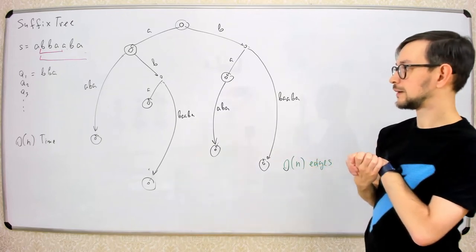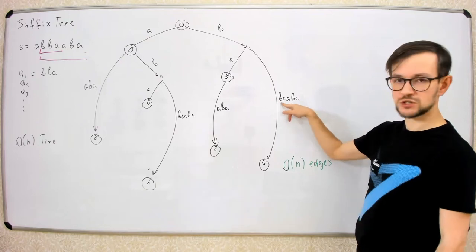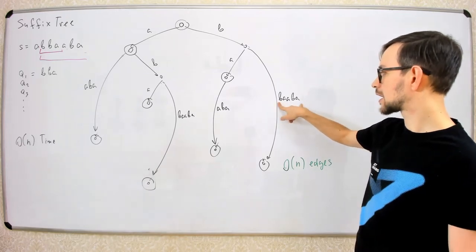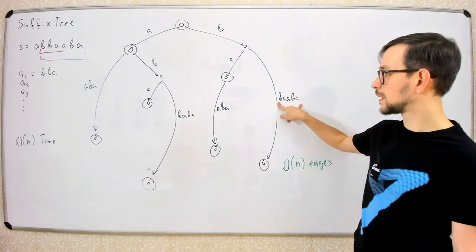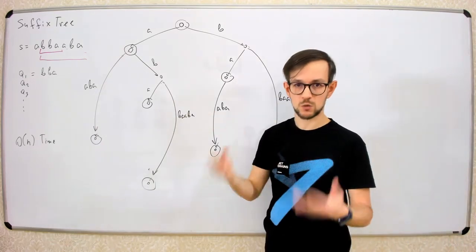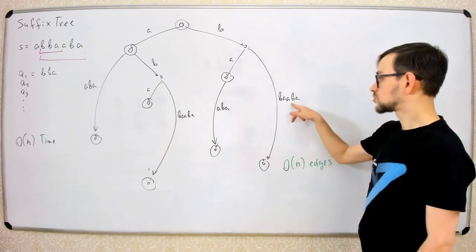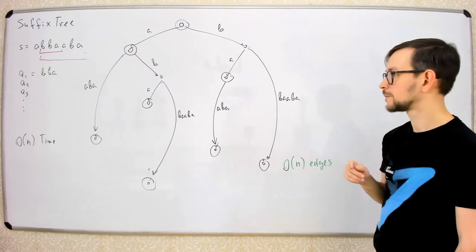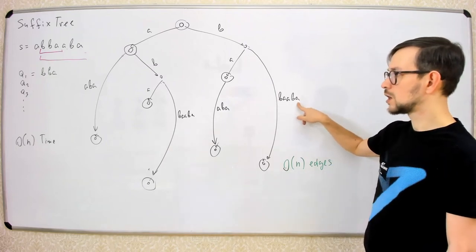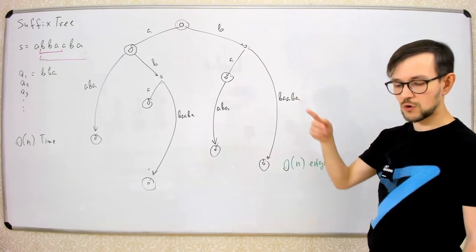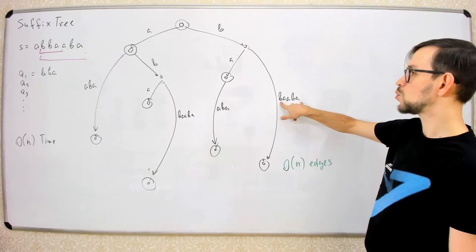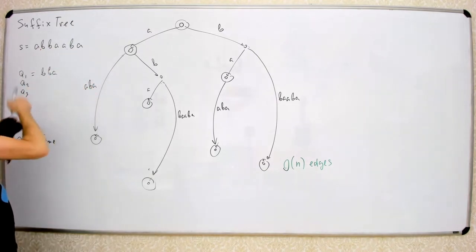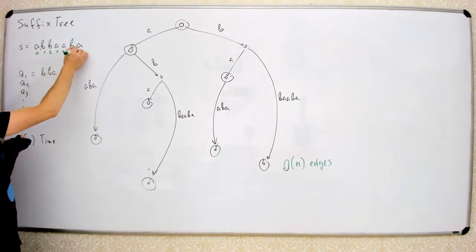But now, instead of characters, we have these strings on edges. So we want to also compress these strings. We can't store these strings on each edge, because the total length of all these strings again is n square. But all these strings can be compressed, since all these strings are substrings of your string S. So instead of having this string, we can have only two indices. We need to say which substring of S is written on this edge. So let's just enumerate all the characters here. 0, 5, 6.